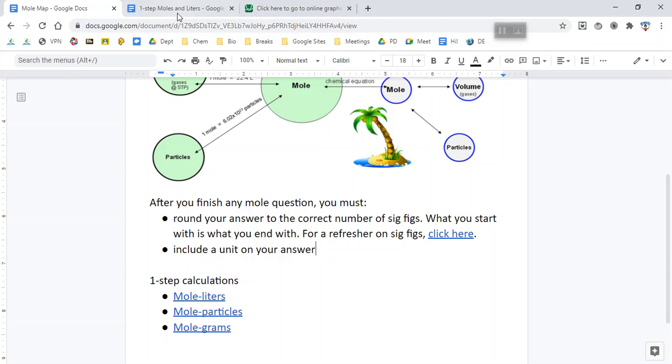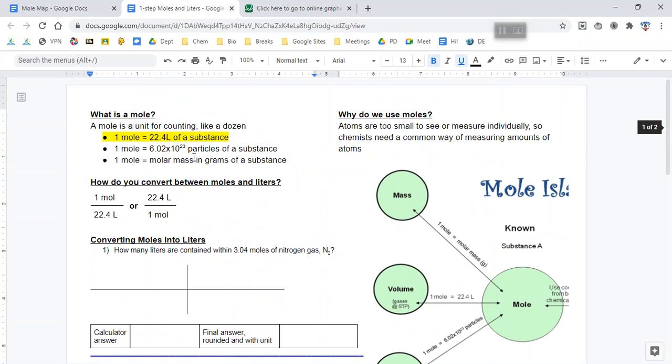So let's start with moles and liters. And so let's first talk about, well, wait, what is a mole? What's going on? So a mole is a unit for counting like a dozen, right? If I tell you I want a dozen eggs, you'd bring me 12 eggs and I would say thanks. But this is what chemists use as our way of counting. So we know that 1 mole equals 22.4 liters of a substance. That tells us the volume or how much space that substance will take up.